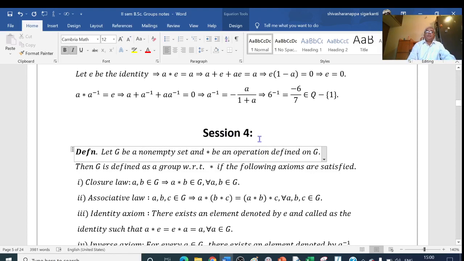In this video, let us define a group and verify whether a set with respect to some operation is a group or not. Okay, let us define a group.